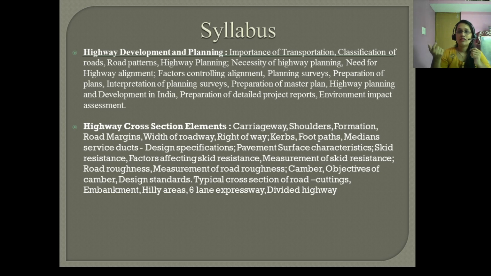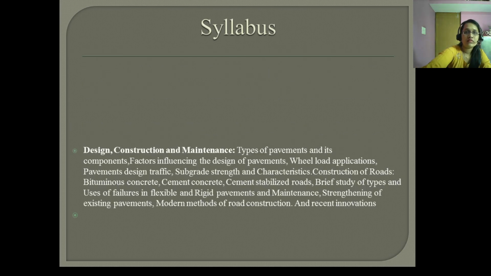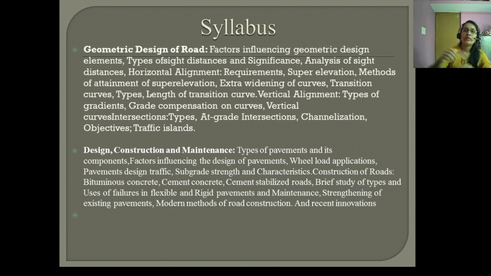Under this, we'll be studying what is a carriageway, what is the definition of shoulders, what is formation, road margins, then various factors affecting the skid resistance, what is camber, objective of cambers, design standards. Okay, under this topic we'll be studying all this. Then coming to geometric design of road, under this we'll be studying various factors influencing geometric design elements, then transition curves, so type and length of transition curves.